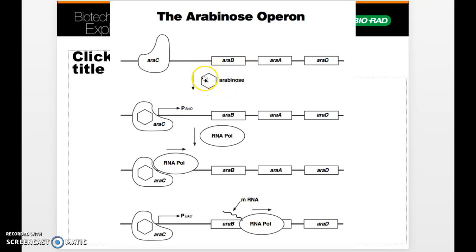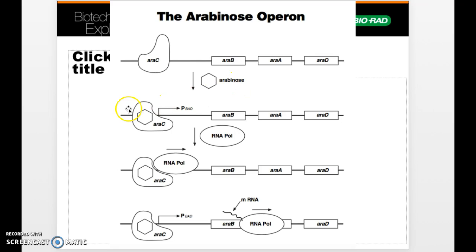So when arabinose sugar is present, it's going to bind to this promoter, pBAD, and it's going to change the shape of the DNA binding protein. After that, because this promoter is turning this part of the genome on, it allows RNA polymerase to bind to this gene more easily. So then RNA polymerase is going to be able to make these three proteins, ARAB, ARAA, and ARAD, to allow the breakdown of the arabinose sugar.